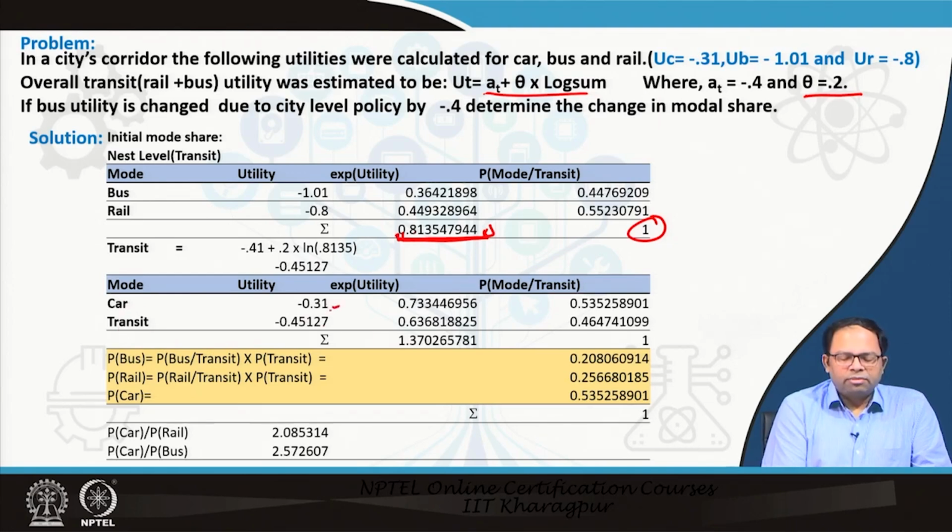Now we are estimating the modal choice between car and transit. We have the utility of 0.31 that is already given, and we have estimated the utility of transit over here. In the same way we can estimate the probability of car and probability of transit, and together it is 1. The probability of bus is bus given transit into probability of transit, which is 0.208. The probability of rail is rail given transit into probability of transit, which is 0.256, and the probability of car is 0.535. Together all of them are equal to 1. If I take the probability of car by probability of rail, this comes to around 2.085, and probability of car by probability of bus is 2.57.